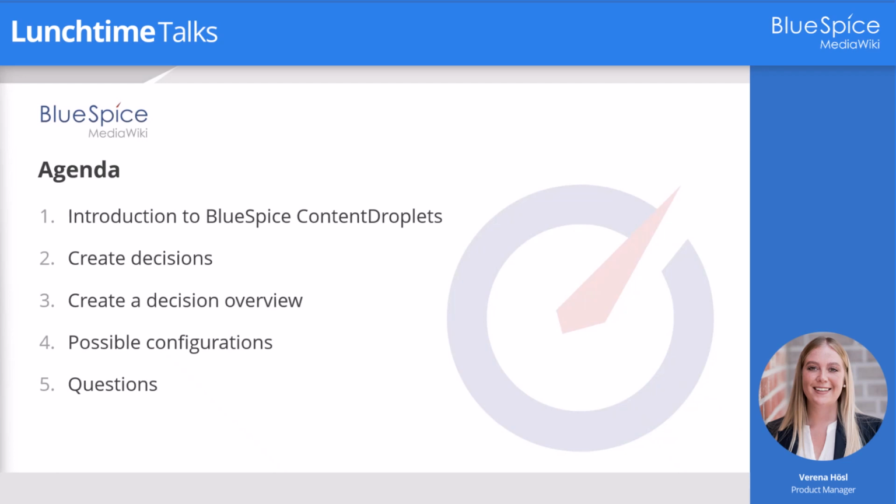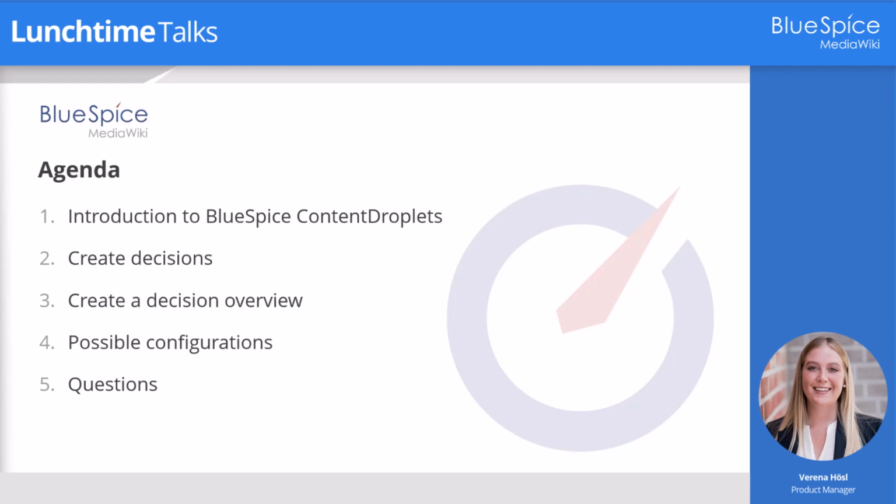in BlueSpice. At first, I would like to do a little introduction to our BlueSpice content droplets, as I'm not sure if every one of you knows them already. Then we want to hand over to creating decisions, as well as how to create a decision overview. There are a few possible configurations which can be made. And last but not least, we will also have some time to answer questions.